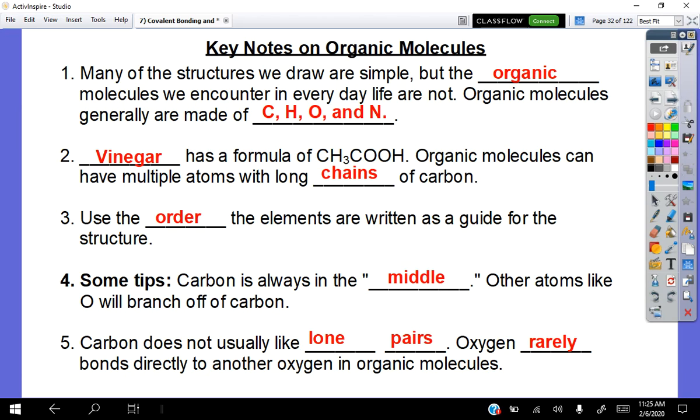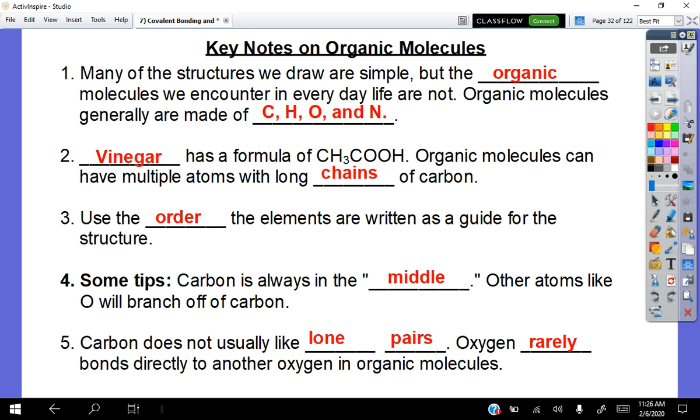So the reason we're looking at these is because a lot of the molecules we encounter in the world are organic molecules, things that form covalent bonds. The things that we'll draw in this class to start are fairly simple, but organic molecules can be a little more complex. An organic molecule is normally made up of carbon, oxygen, hydrogen, and nitrogen. Sometimes phosphorus and sulfur are there too, but you'll see them every once in a while.